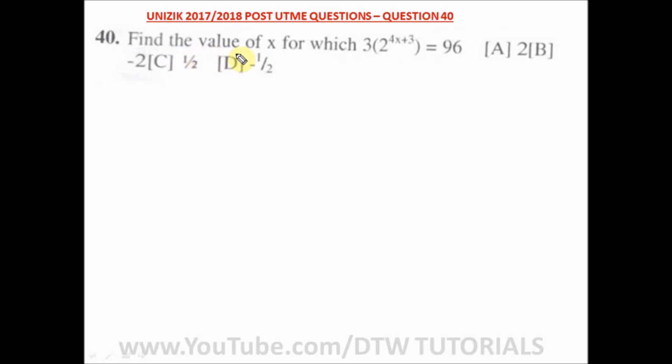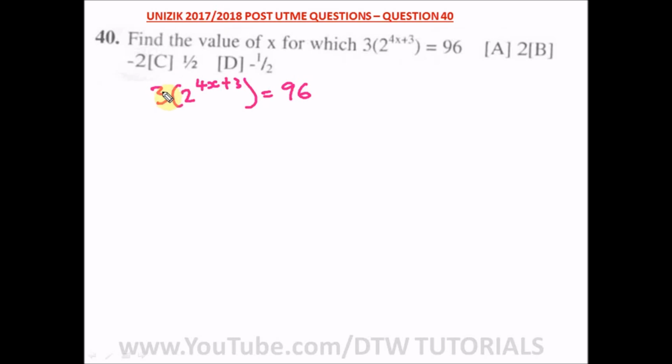It says, find the value of x for which 3 bracket 2 raised to the power 4x plus 2 is equal to what? 96. This is indices. Okay, I hope you remember. So let's write down. We have 3 bracket 2 raised to the power 4x plus 3 equal to 96.